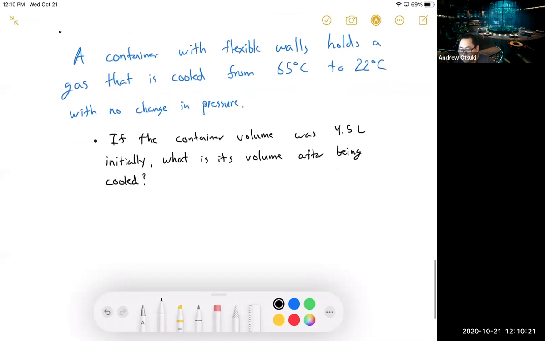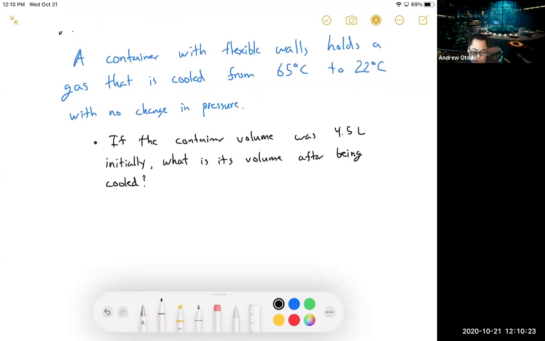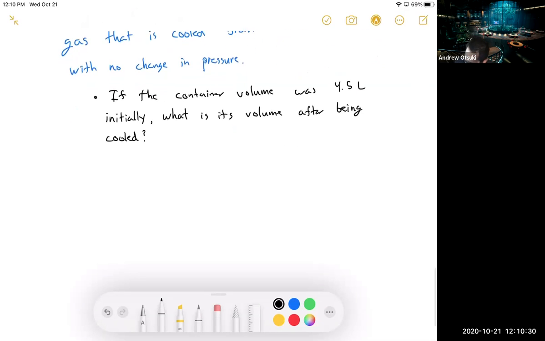All right. So I know this is a lot of words to consider, but you just need to break it down piece by piece. So let's talk about what we're given. So here is our given. We're given 4.5 liters. That is our initial volume. So we're going to denote that as V1 in our equation that we just went over.